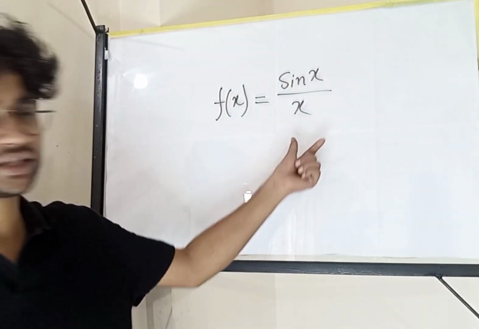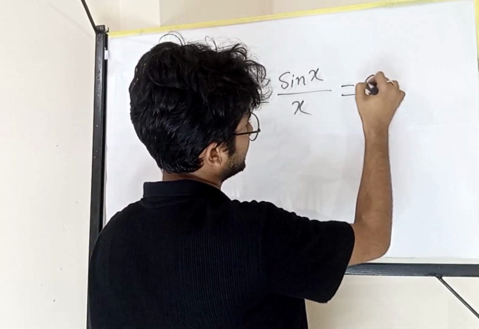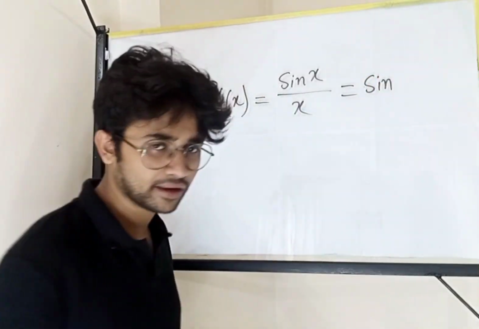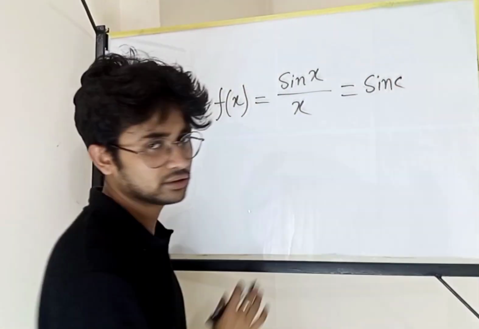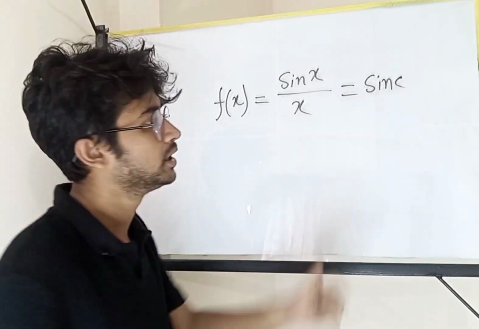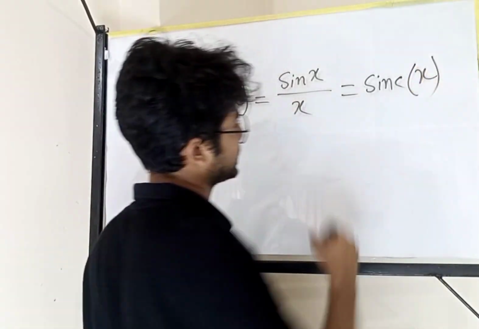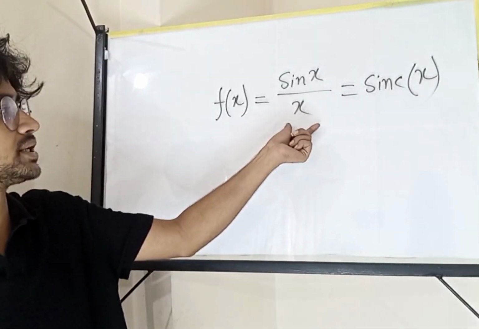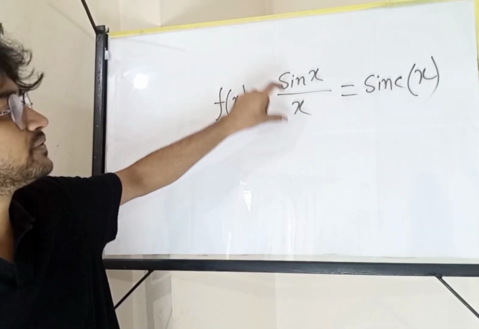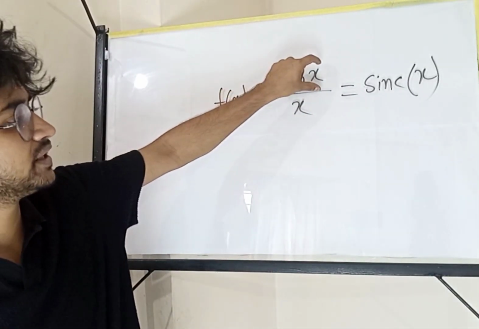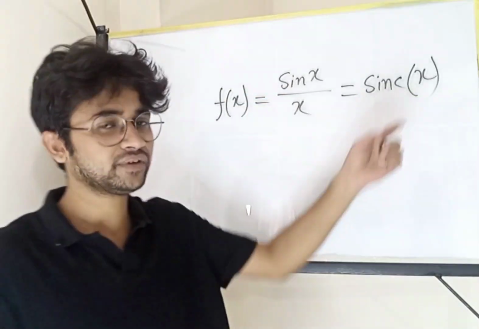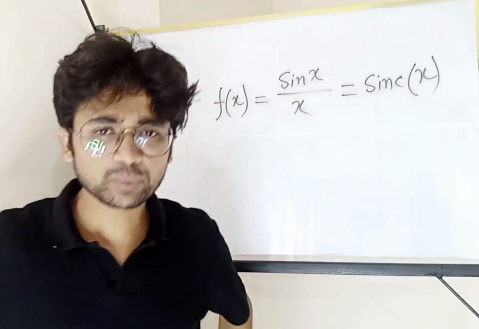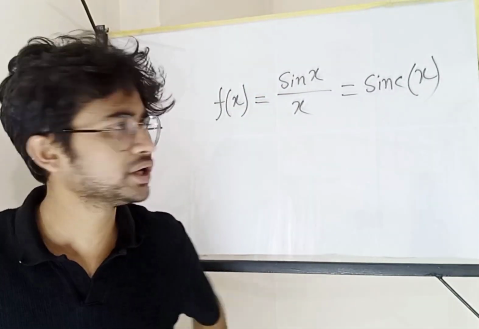This is called the sinc function, and you can write it as S-I-N, then here is the C. That is why it's called the sinc of x. This is the sinc function, and it's equivalent to sine x over x. If you divide the value of sine of x by x, then you will get the sinc function. Right now we are going to show you how it looks.